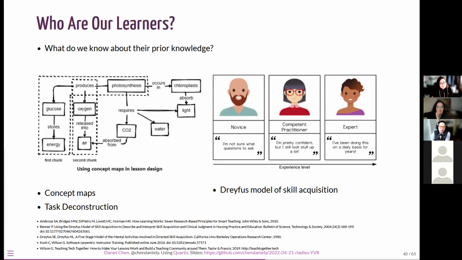And so on the left hand here, this is an example of a concept map. There are other ways to break down a problem that you want to teach. One is using concept maps. The other one is a process called task deconstruction. Concept maps are essentially, each node represents a unit of information, and each edge is how those units of information or knowledge are connected to one another. This is good for a teacher, because this is how you can plan out and say, I need to teach all of these things and tell a story about how all of this is connected so my learners can learn something.